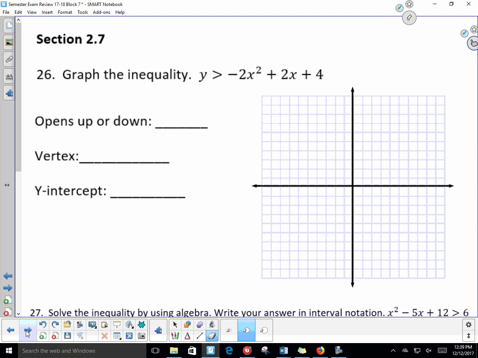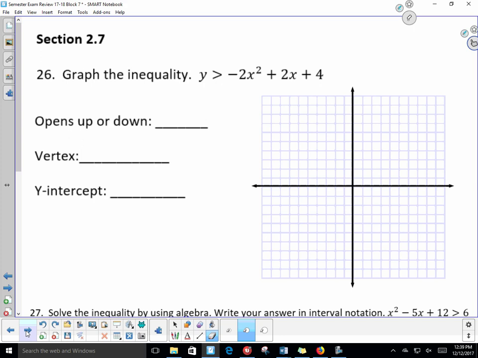We're moving on to 2-7. I want to graph this inequality. y is greater than negative 2x squared plus 2x minus 4. Now, you just graphed a quadratic with Mrs. Ward, but this one is an inequality. There's two things that make it different when you graph an inequality. What's one of them that's different? Bella, what's one? You have to shade.